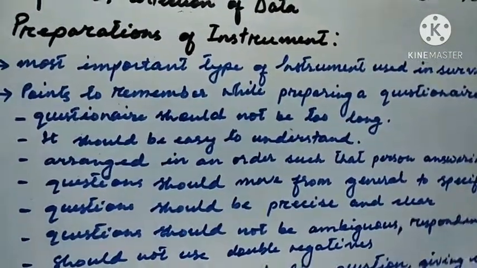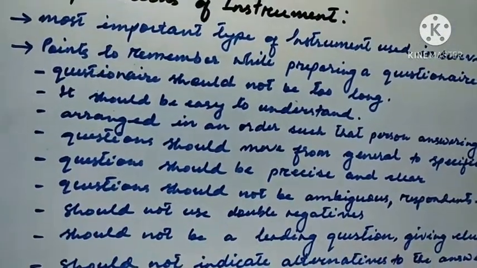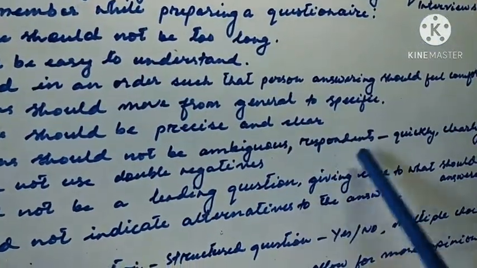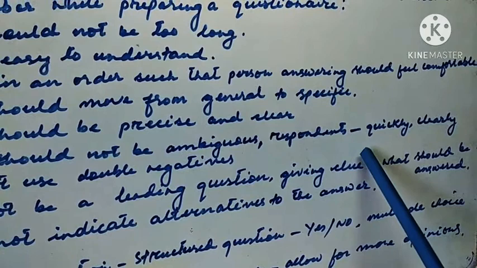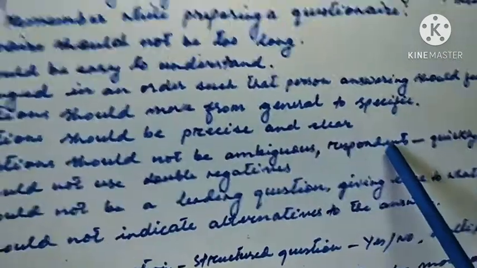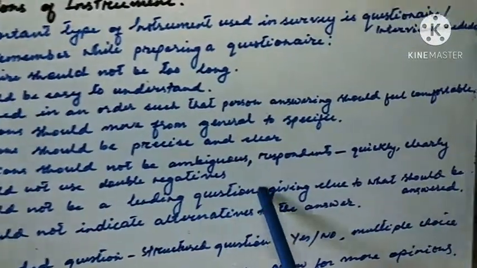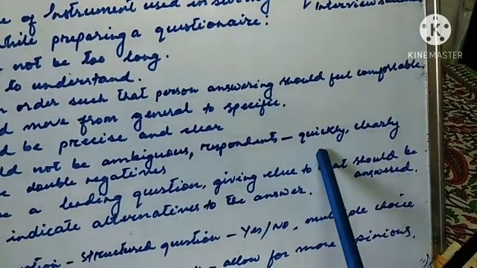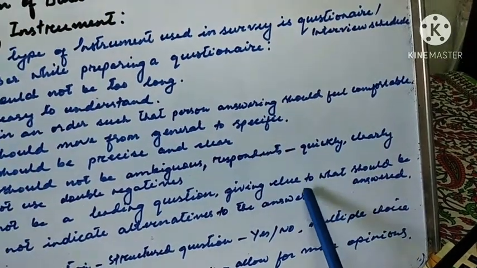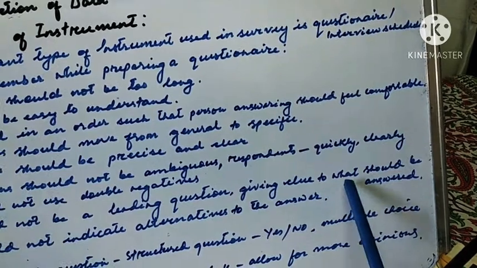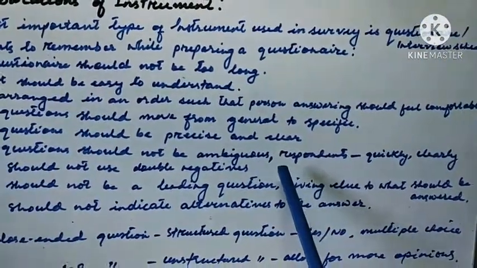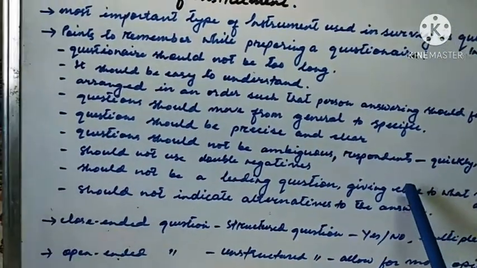The next point is, the question should not be a leading question. Questions should never be leading questions, giving the respondent a clue about what answer they should give. We should not give any clue to the respondent. It should be purely from their own opinion, from their own perspective. We should not give any clue to what answer they should give.